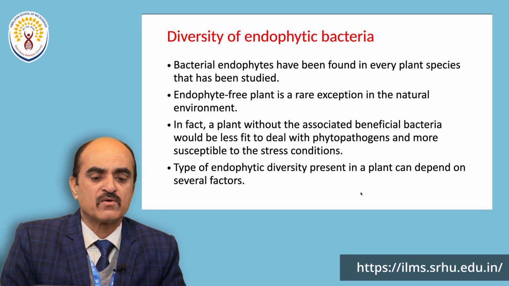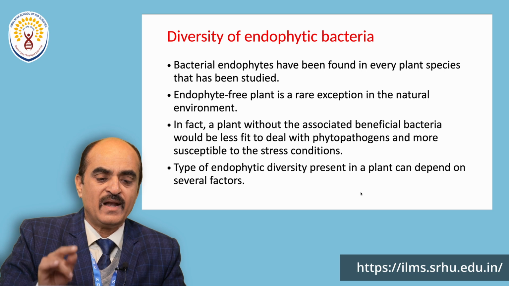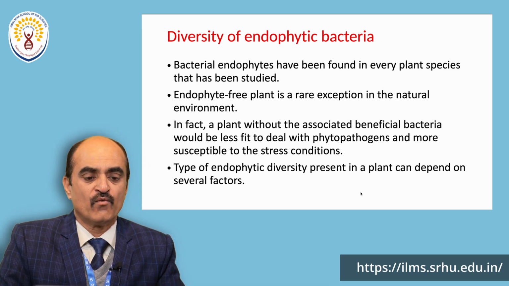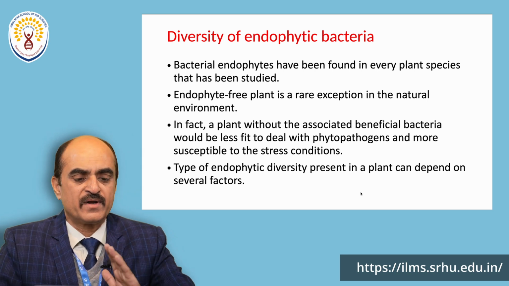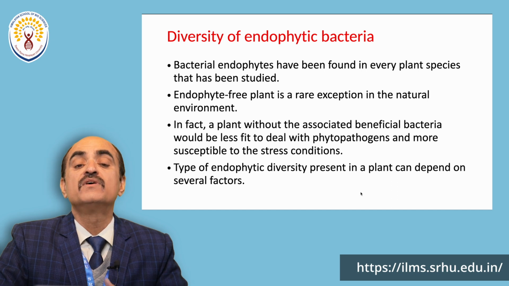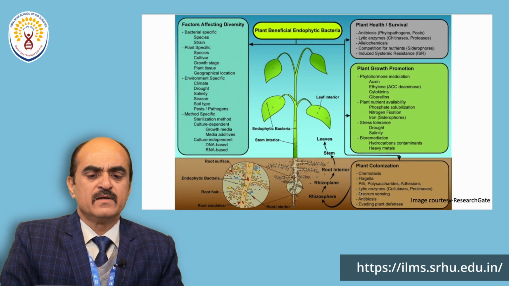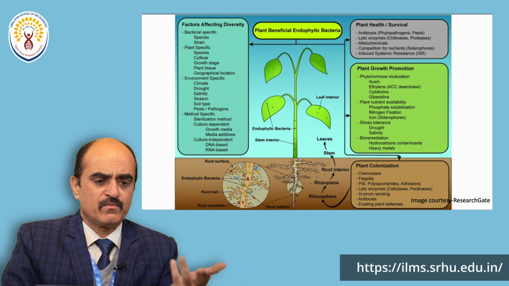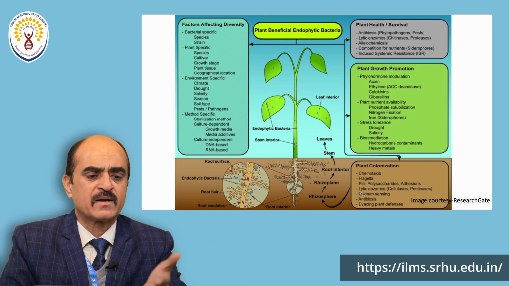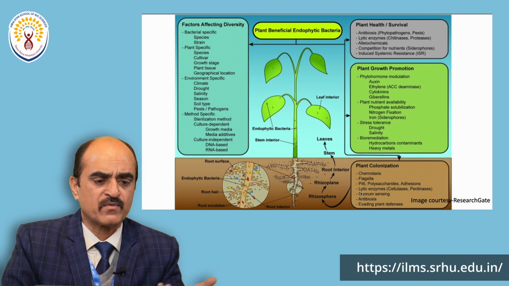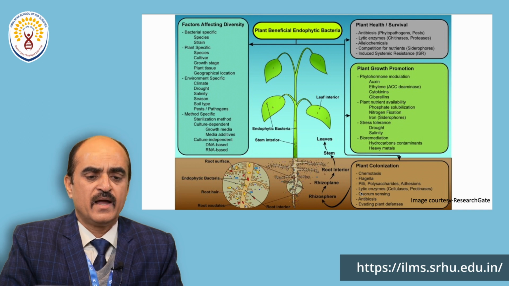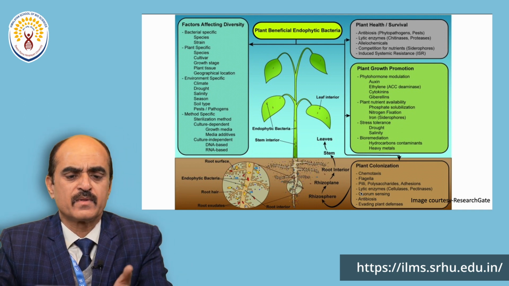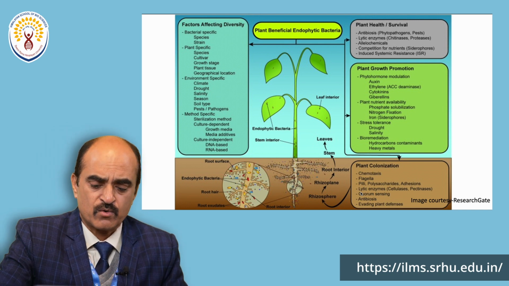In fact, a plant without the associated beneficial bacteria would be less fit to deal with phytopathogens, and less fit to deal with any biotic stress or abiotic stress. So the type of endophytic diversity present in a plant can depend on several factors. These factors affecting diversity are the bacterial species, plant specific species or type of cultivar, environment including climate, drought, salinity, season, etc., and then plant health. Plant growth promotion also plays a role in the plant colonization.